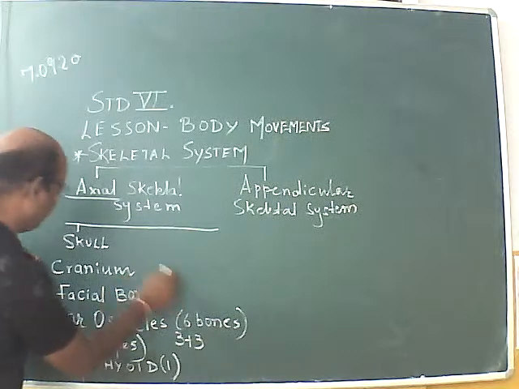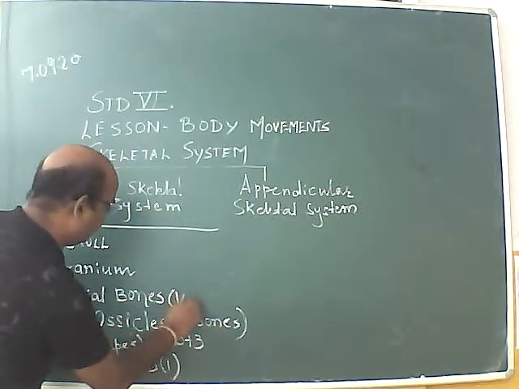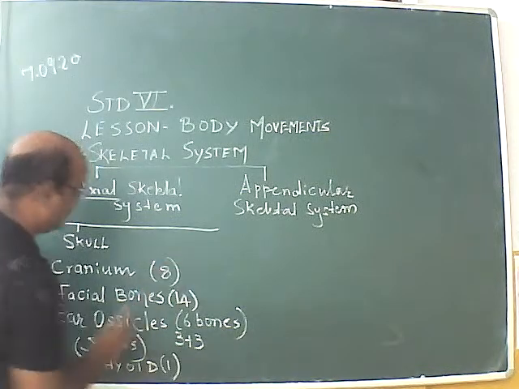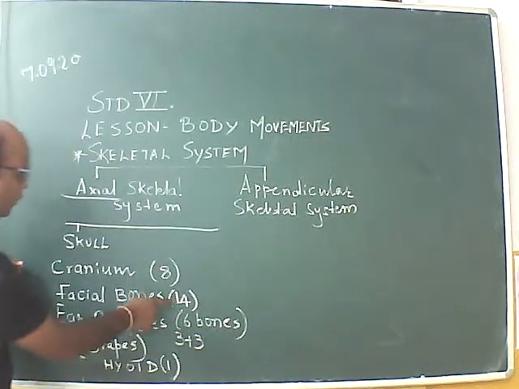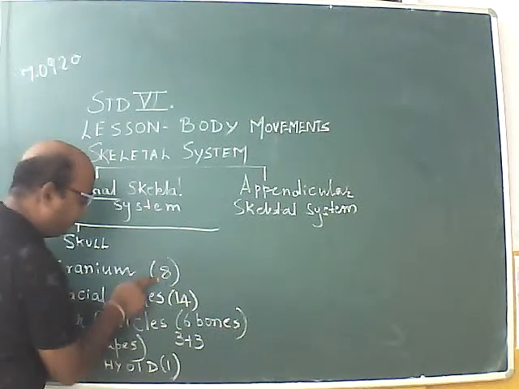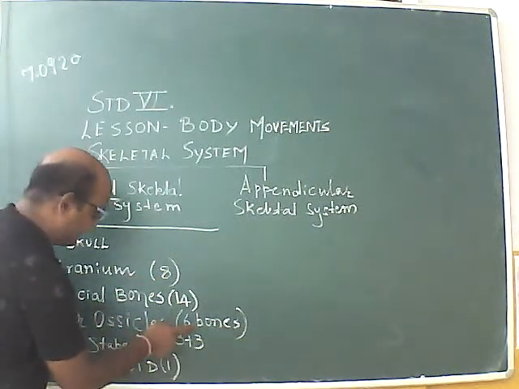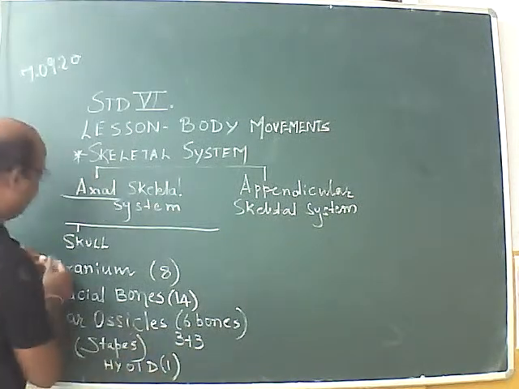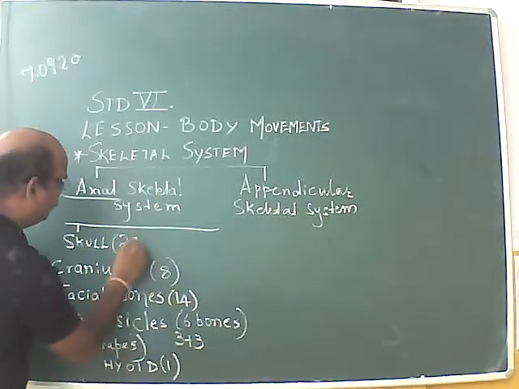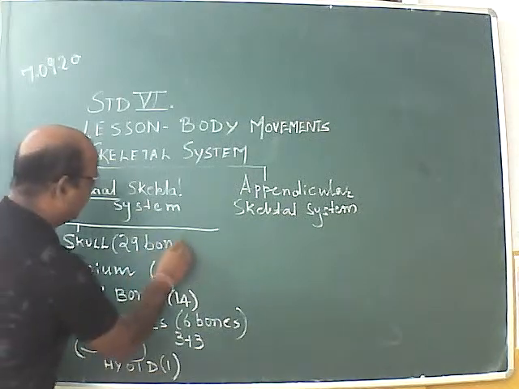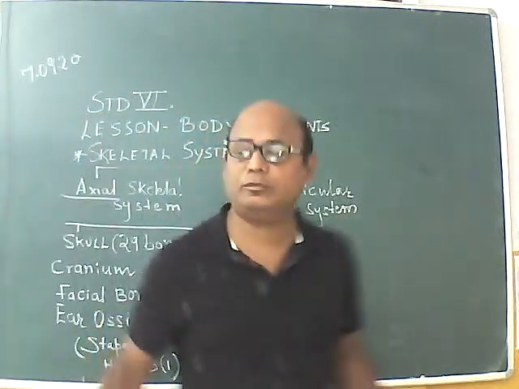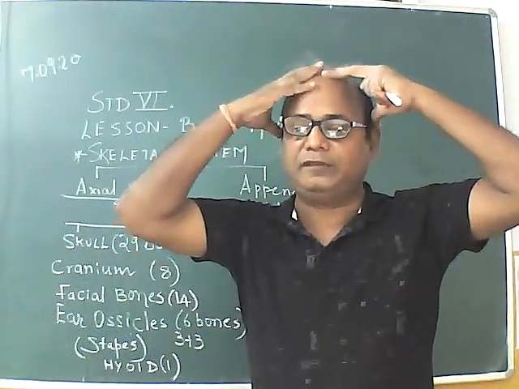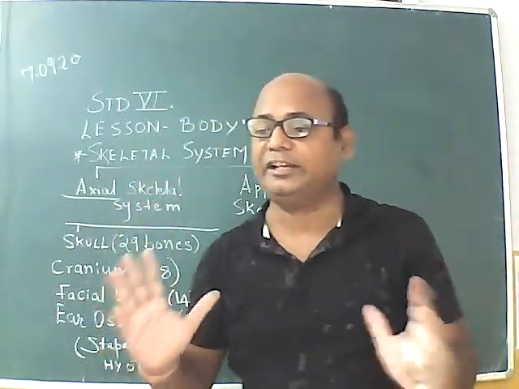Here in the face we will find 14 bones are there, and in the cranium 8 bones are there. Okay, so total 14 plus 8, 22. 22 plus 6, 28. 28 plus 1, 29. In the skull, total 29 bones are there. How many bones are there in the skull? This is the entire skull. We will find total 29 bones are there.